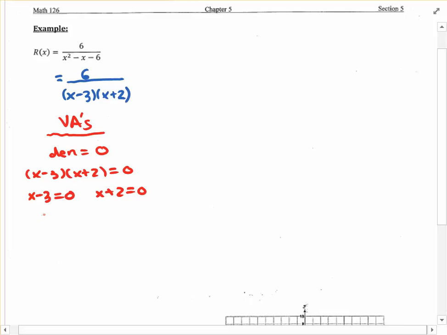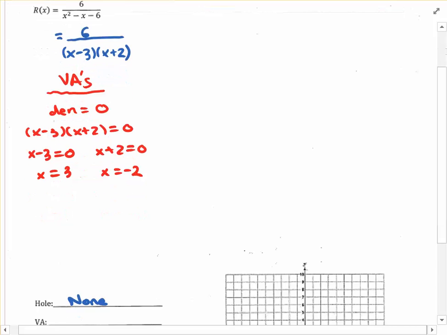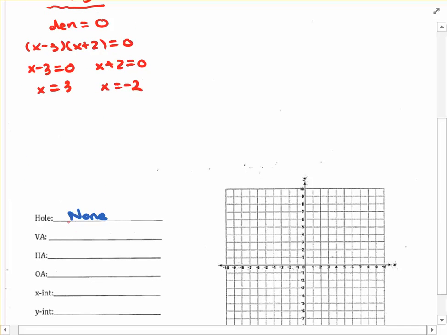And we get two vertical asymptotes. One will cross the x-axis at positive 3. The other will cross the x-axis at negative 2. So in our list here where it says VA, let's go ahead and write x equals, and I'll go in order, negative 2 and x equals positive 3.